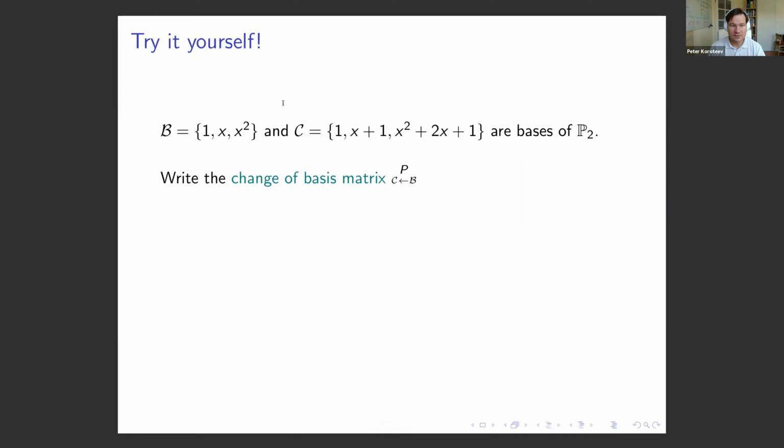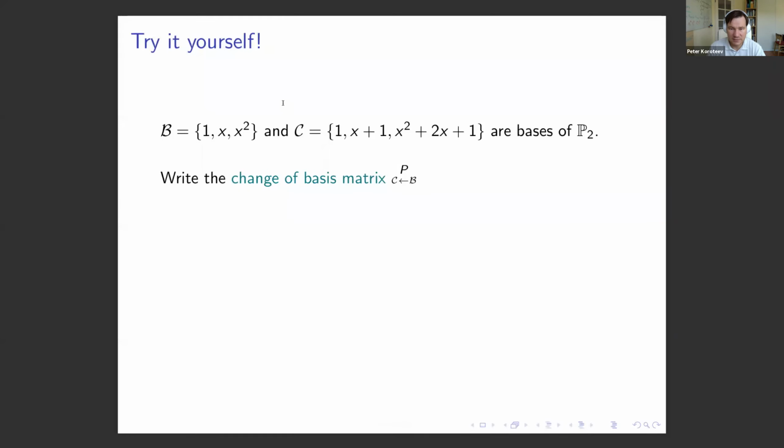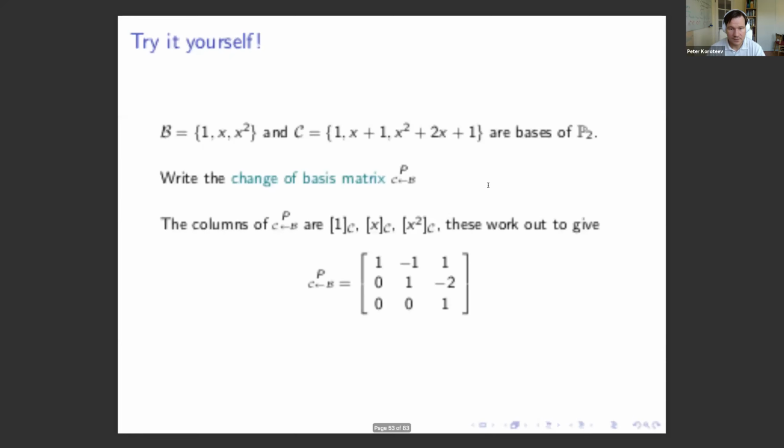Now let's do it the other way around, right? On the previous slide, we had change of basis from C to B. Now let's do change of basis from B to C. It should be an invertible operation, so it should also be allowed. So now we need to expand vectors 1, x, and x squared in this basis, right? So we need to find the coefficients such that 1 is equal to a linear combination of this, x is equal to a linear combination of those, and so on and so forth. Well, I hope it doesn't take too much time to figure it out.